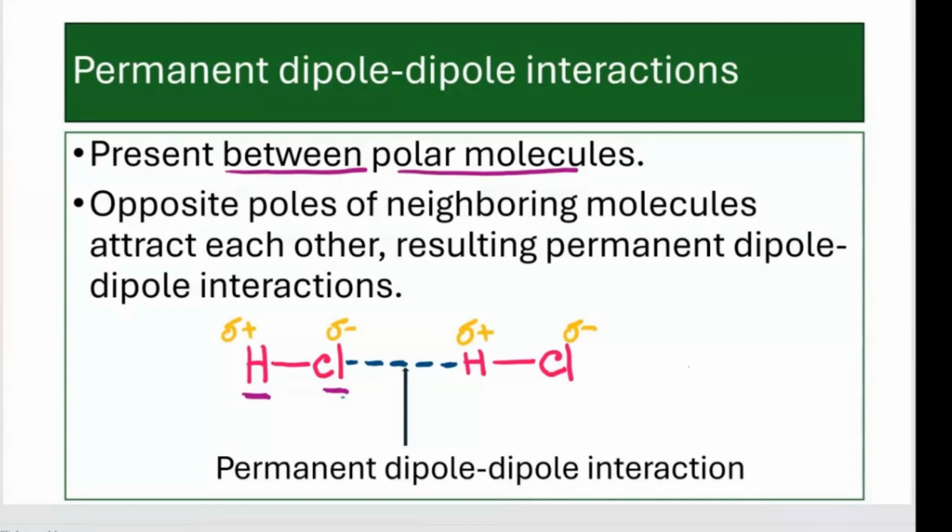In the hydrogen chloride molecule, chlorine is more electronegative than hydrogen. Therefore, chlorine acquires a partially negative charge while hydrogen acquires a partially positive charge. Then the opposite poles of neighboring molecules attract each other, resulting in permanent dipole-dipole interactions.